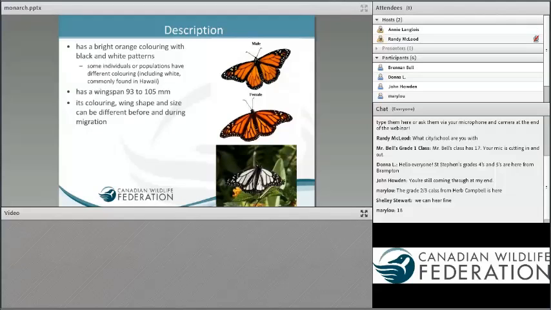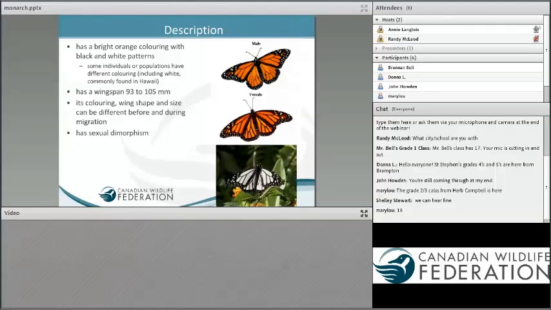Sometimes you can see monarchs that are a bit darker, that have a different wing shape, and that's pretty normal. But also, when they're migrating, they might change a bit physically. Their coloring might change, and their size might change a bit.